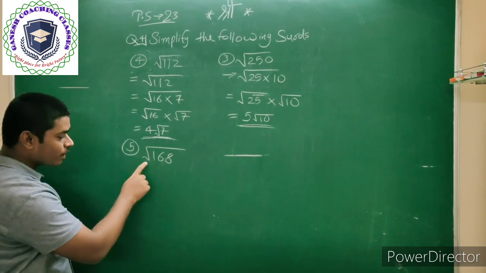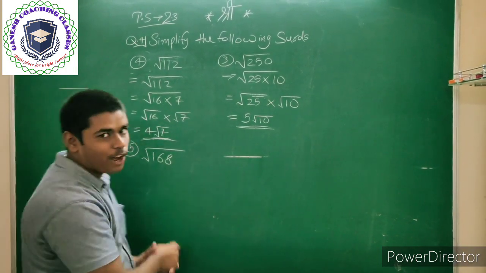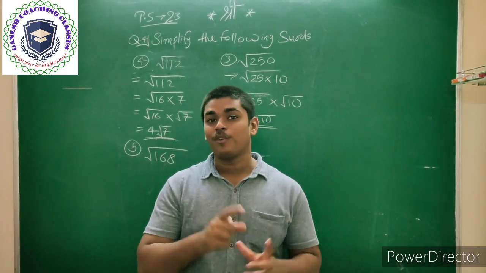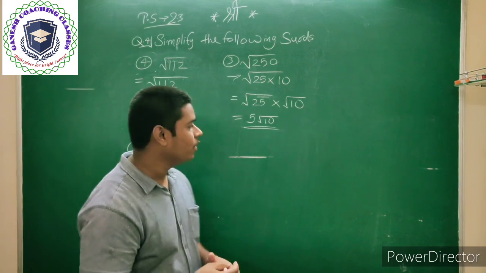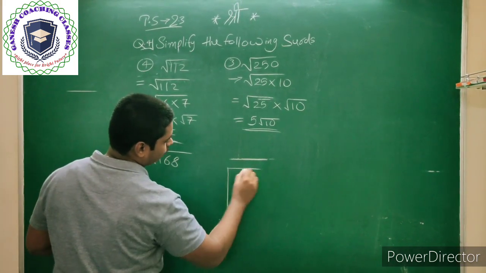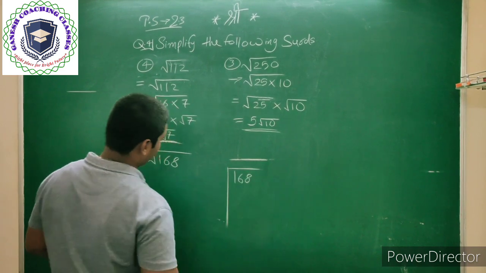In question number 5, we have been given root 168. Now we are getting a bigger number, so we cannot do it directly. We have to find the factors. So how to find factors? Let's learn. We have to write 168 here.